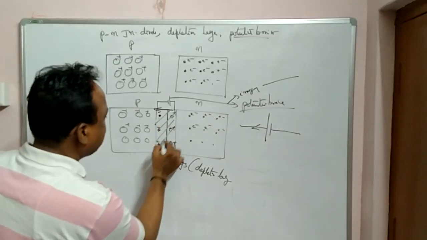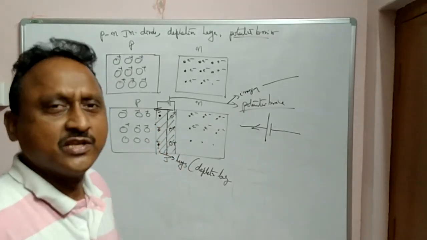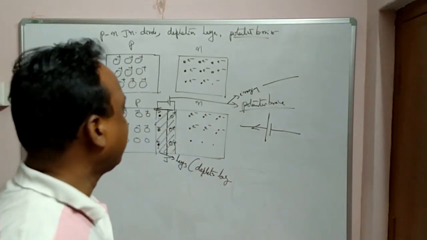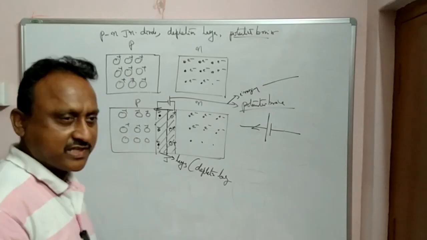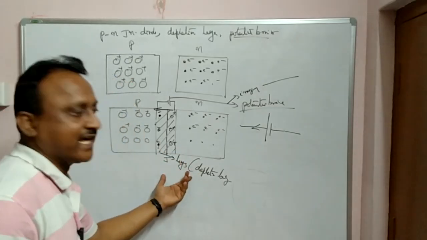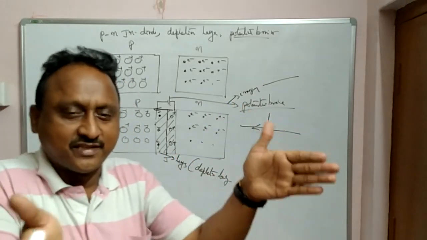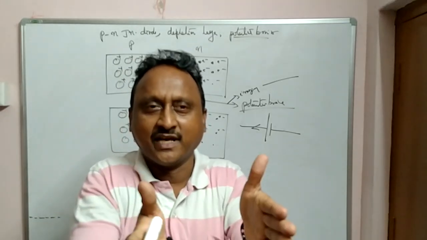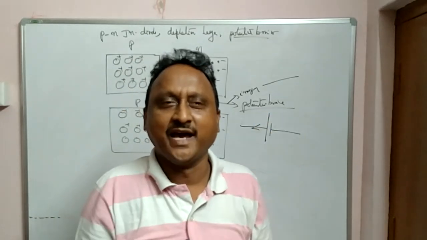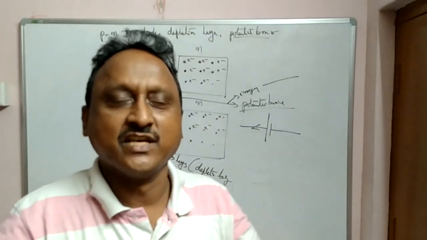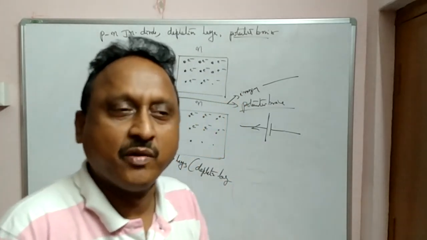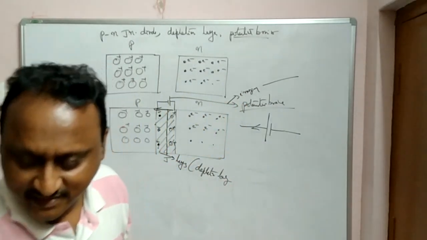A small layer exists. That layer is called the depletion layer. Now you may ask some questions. Sir, how to remove this layer? How to reduce the thickness of the depletion layer? This is reduced by biasing. That is our next process, called forward bias and reverse bias condition.